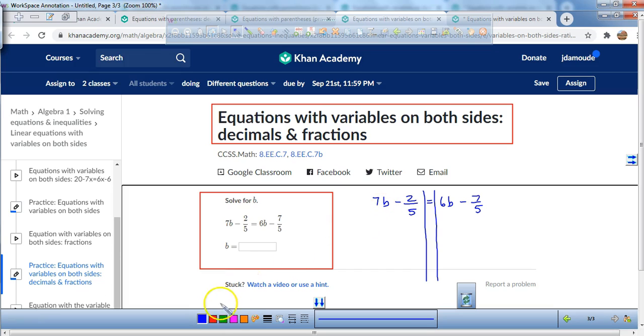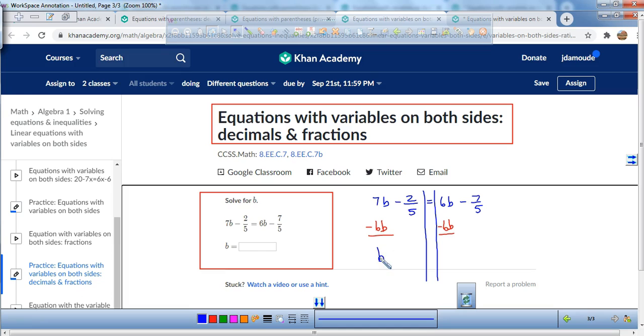So there's more over here. So what does that mean? That means I'm going to take away 6b from this side. And I'm going to take away 6b from this side. That's not 66, that's a 6b. Now 7b, take away 6b is 1b. So I got 1b left.